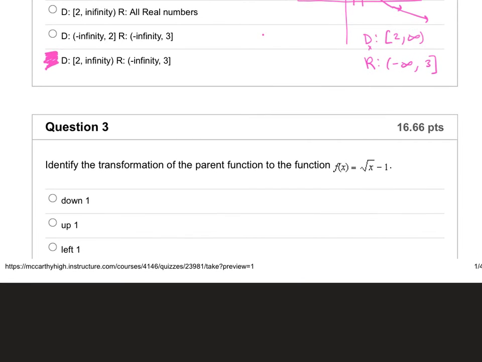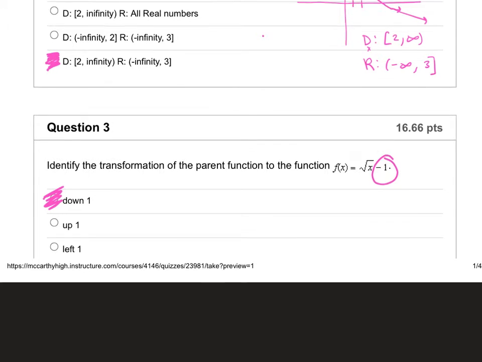Alright, number 3. Identify the transformation of the parent function to the function square root of x minus 1. What does this minus 1 do? Down 1. Any questions on those?